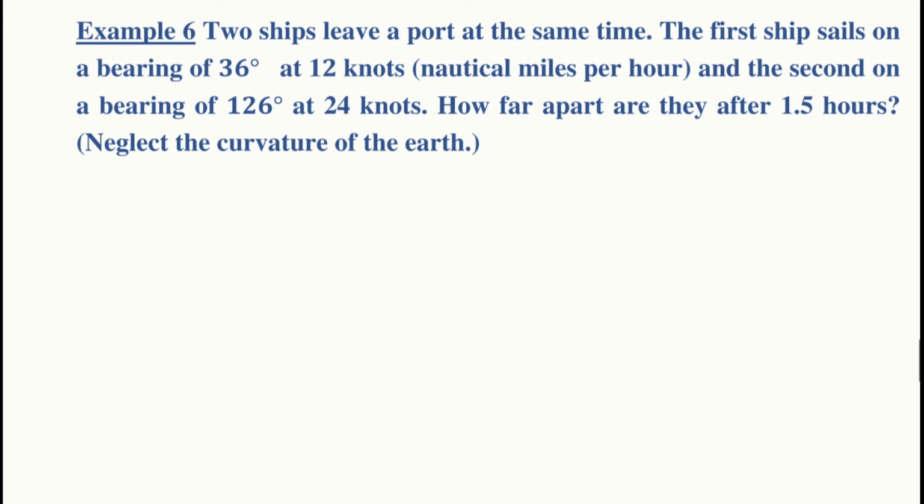All right, so for this next example, we're not provided with a drawing, so we're going to have to sketch it ourselves. Two ships leave a port at the same time. The first ship sails on a bearing of 36 degrees at 12 knots. So we're using method 1 here. We're just giving a single angle measurement, measured from due north in a clockwise direction. And the second ship sails on a bearing of 126 degrees at 24 knots. How far apart will they be after 1.5 hours?